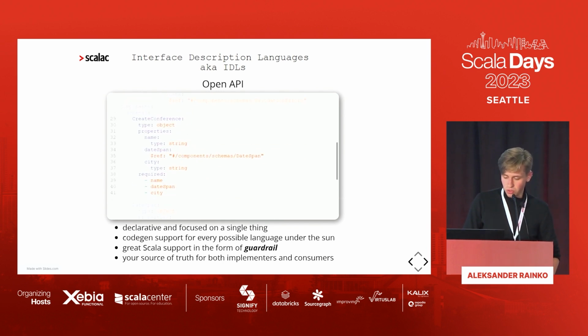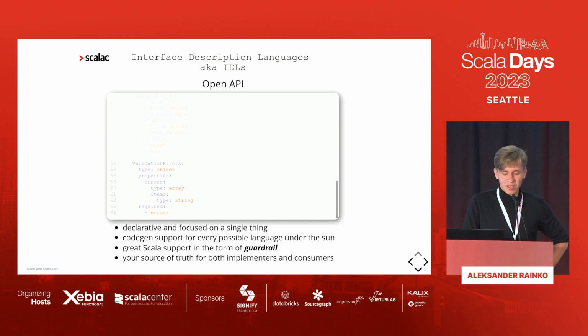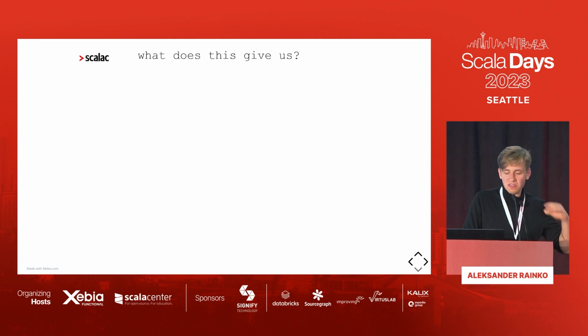And the actual request body looks like this. CreateConference is the request body of that endpoint, and it has three properties: name, which is a string; datespan, which is another object; and city, which is a string. All of those fields are required. A datespan is just a start and an end. It doesn't really matter all that much. And then there are validation errors, the thing that gets returned in case we return a 400. So that's OpenAPI.